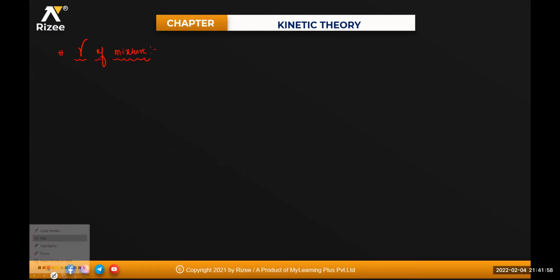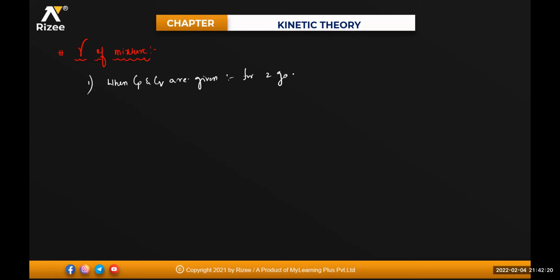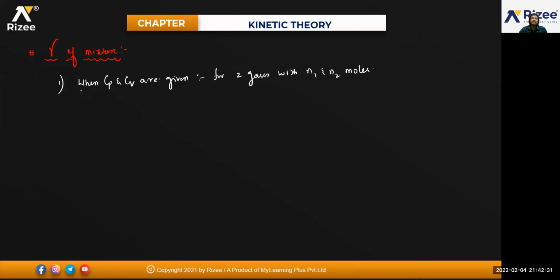Gamma of your mixture. That means when more than 2-3 gases have been mixed, what happens? We are not going for much depth of analysis of this one. So when Cp and Cv are given for two gases with N1 and N2 moles.